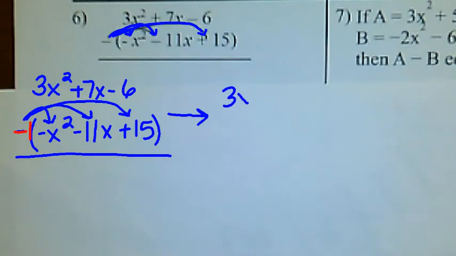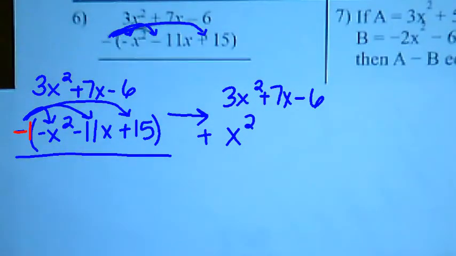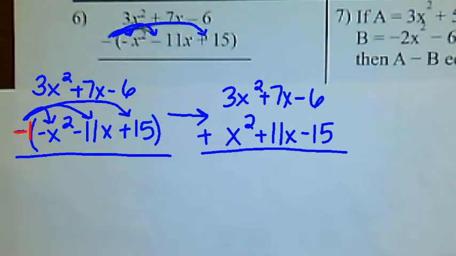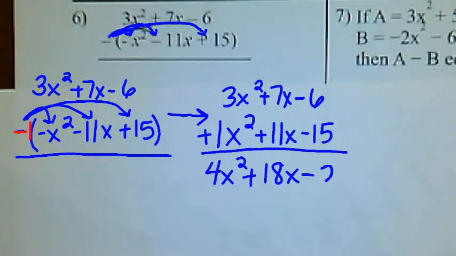Okay, so keep the first polynomial. Sorry, my voice is pretty rough today. So we are going to change to addition and then change all of the signs. This is going to be a positive x squared plus 11x minus 15. So 3x, remember this is like a 1, so 4x squared plus 18x, negative 6 minus 15 would be a negative 21.